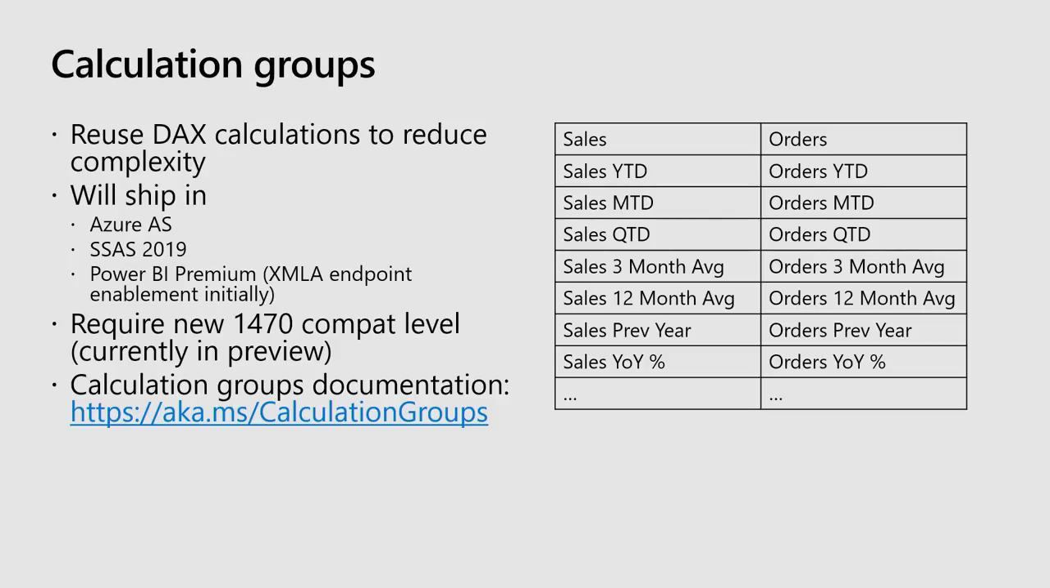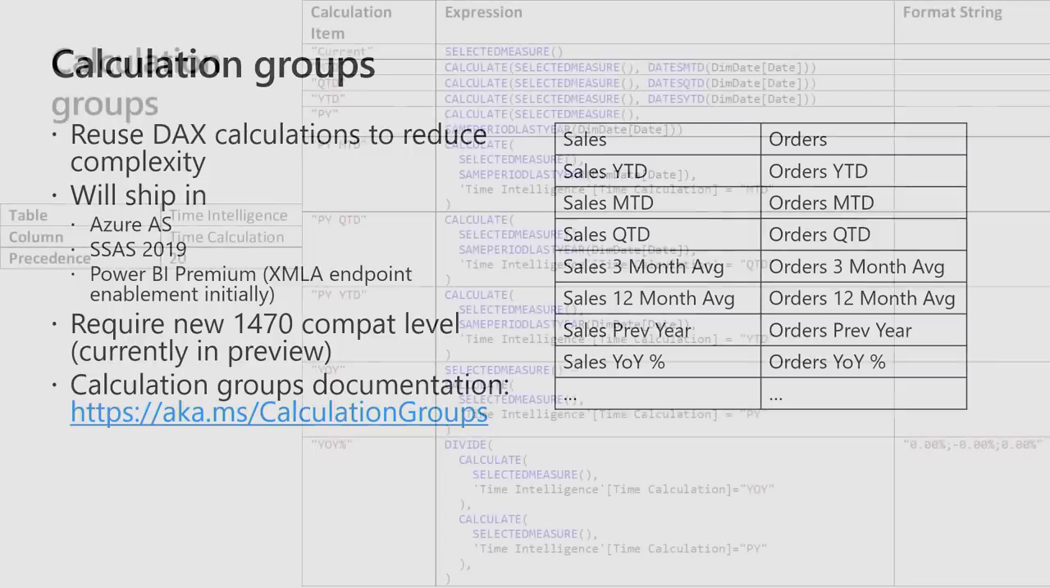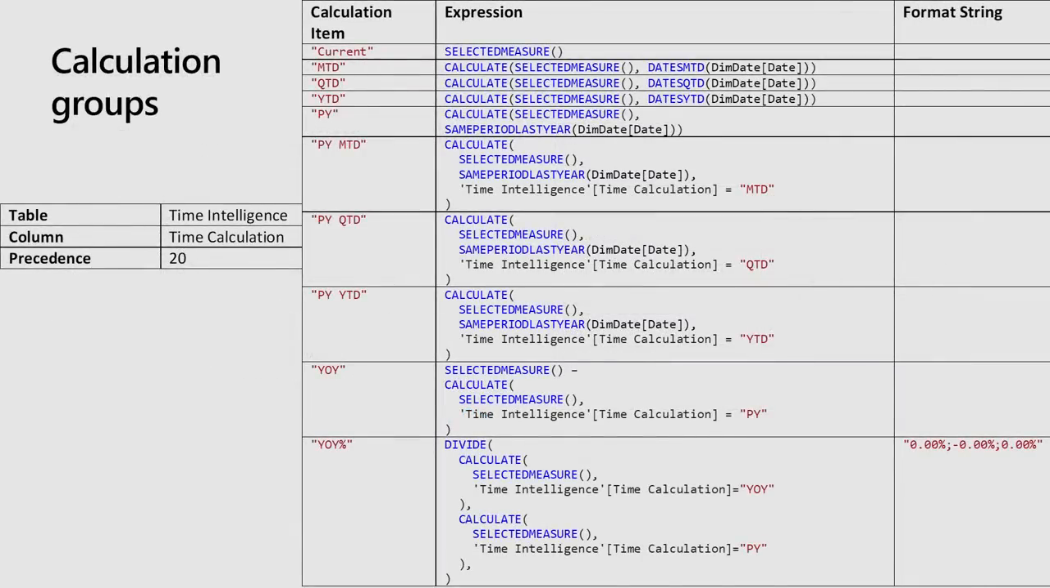Whereas with calculation groups, what you can do is define that logic just once. And as you can see, it looks a lot like how you would write a measure.